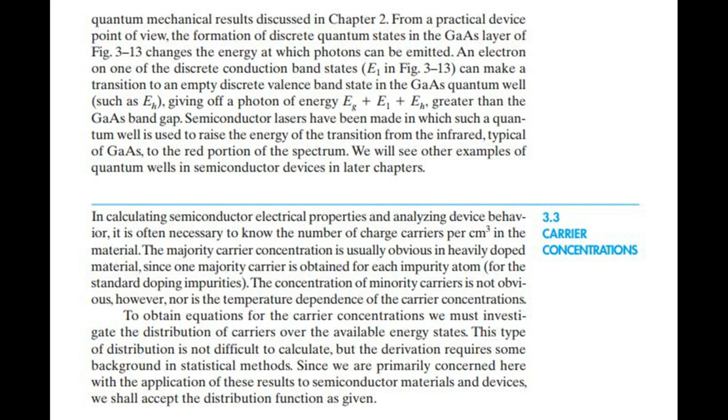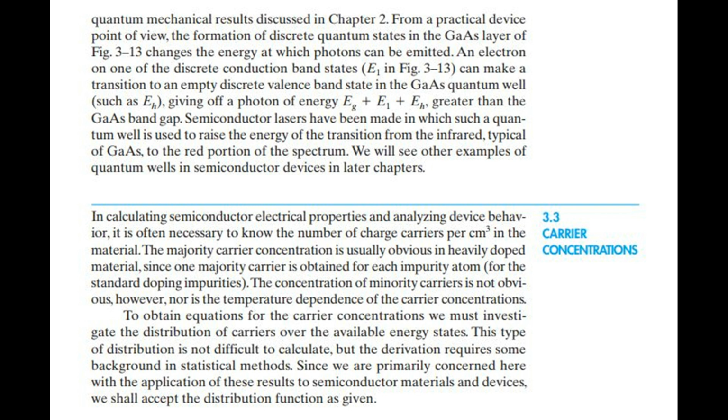Semiconductor lasers have been made in which such a quantum well is used to raise the energy of the transition from the infrared, typical of gallium arsenide, to the red portion of the spectrum. We will see other examples of quantum wells in semiconductor devices in later chapters.